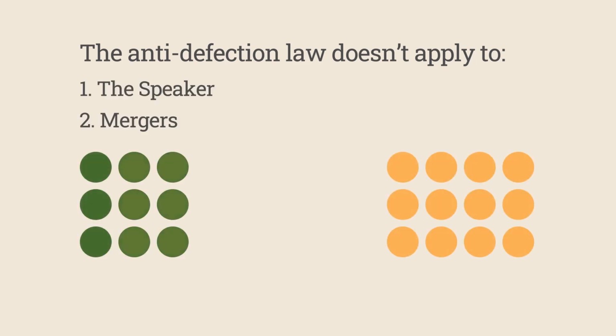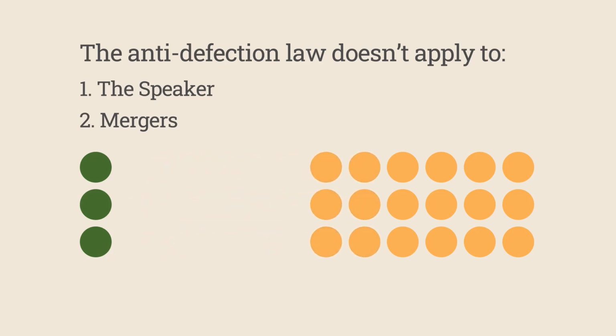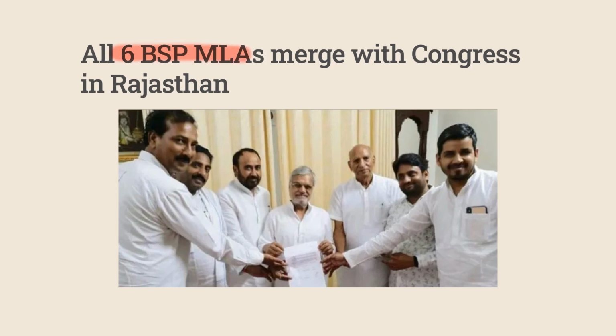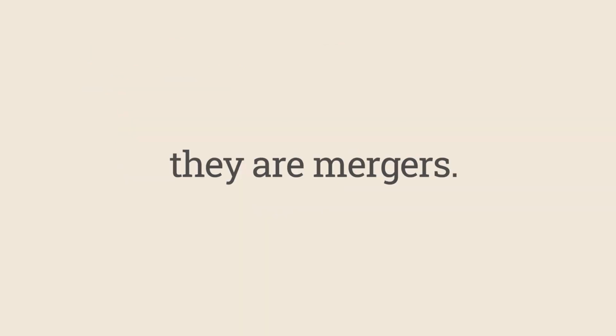Merger happens when 2/3 members of a party join another party. Various mergers have happened in India. In Goa, 8 out of 11 Congress MLAs joined the BJP, and in Rajasthan, 6 BSP MLAs merged with the Congress. So these are not defections, they are mergers.